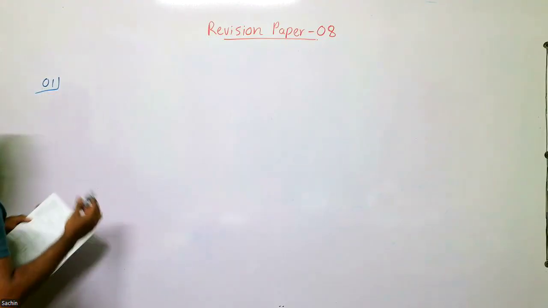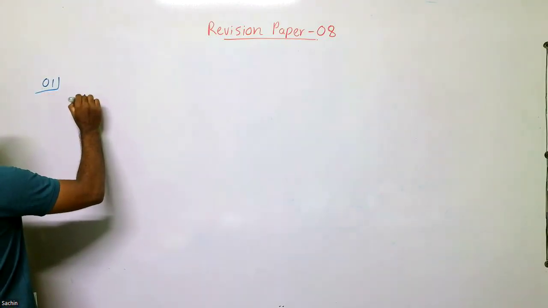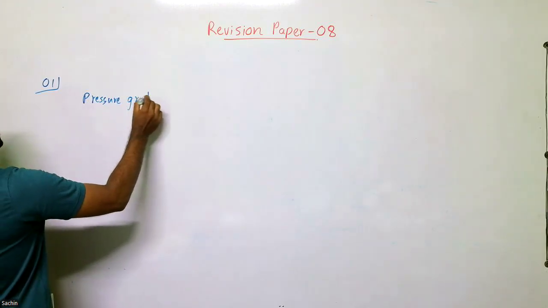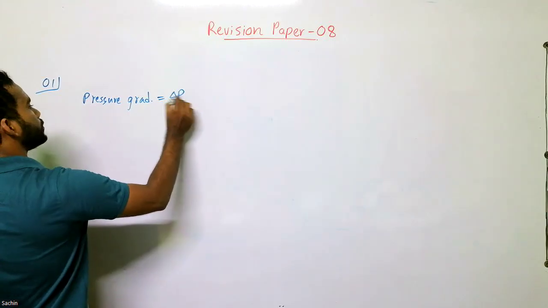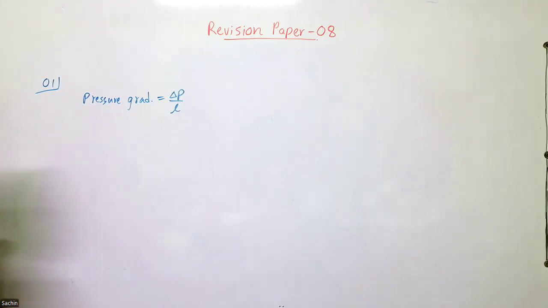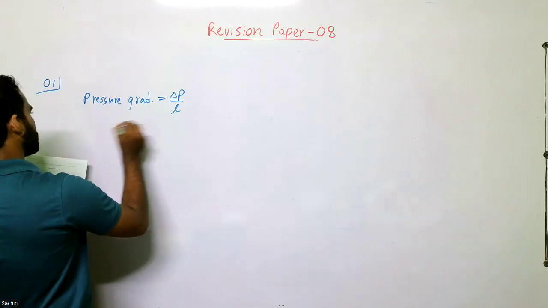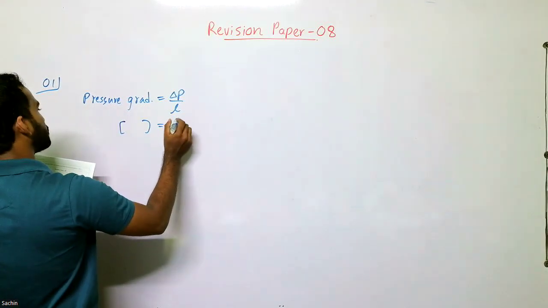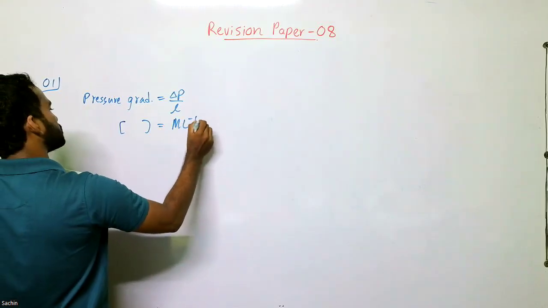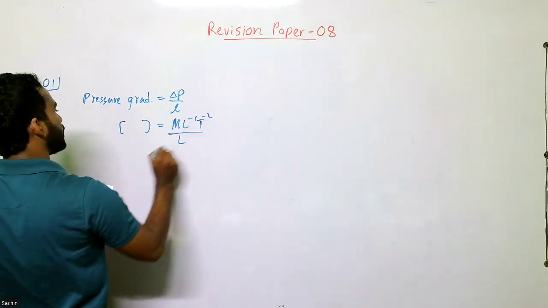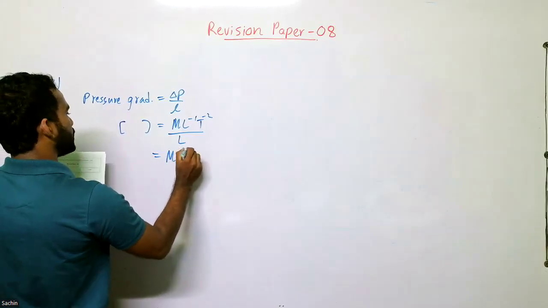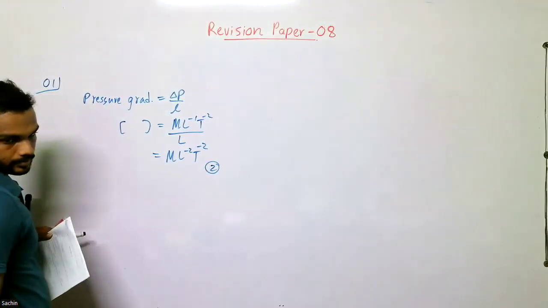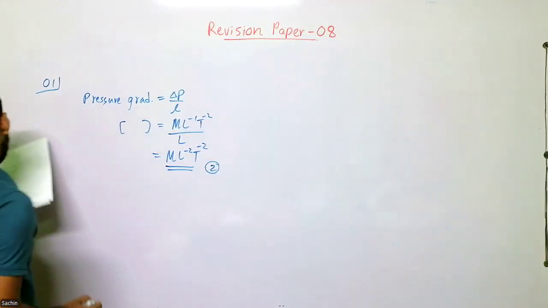So the first question, dimensions of the pressure gradient. Gradient is nothing but delta P over L. This is the quantity which is called the pressure gradient. So what should be the dimension? The dimension of pressure is ML^-1 T^-2, dimension of length is L, so ML^-2 T^-2. That is given in the second answer.